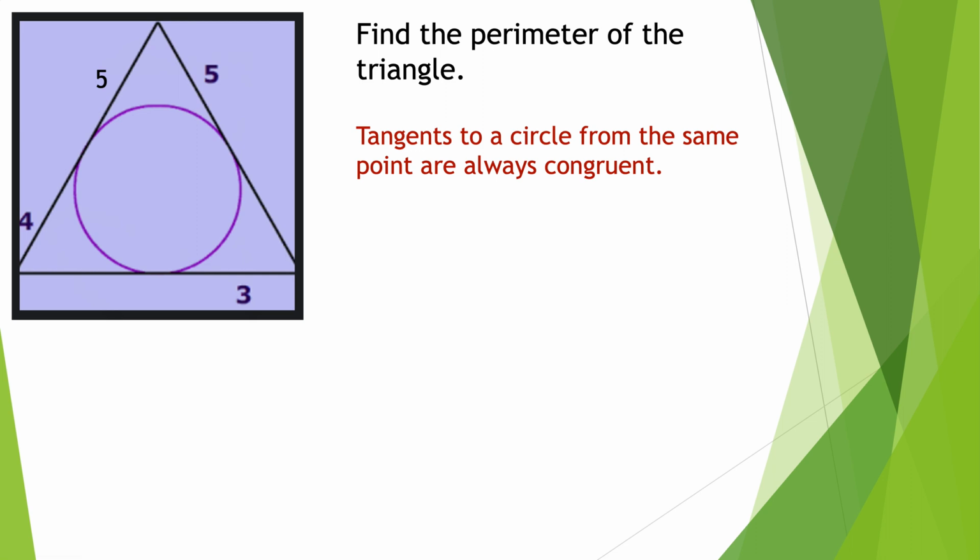Okay, so that piece has to be 3 because those two tangents must be the same length, and this missing piece over here has to be 4. Now to find the perimeter, I just add them up. So I've got two 5s, two 3s, and two 4s. If I add all of that up, I get 24.